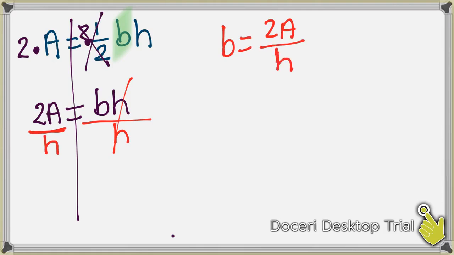Now, you cannot rewrite this one any other way because the 2A is all one term. So you can't do 2 divided by H and A divided by H. It would have to have a plus or a minus sign in between for you to do that. For this one, the only way you can write it is 2A all over H.